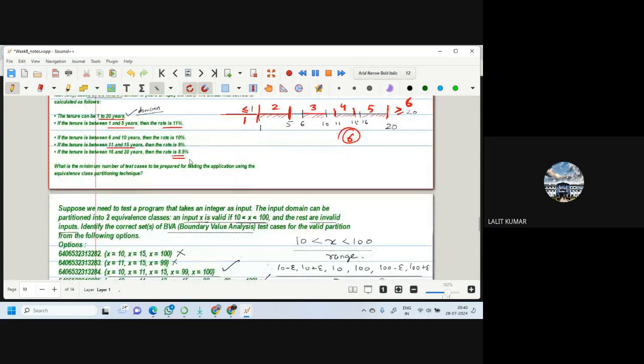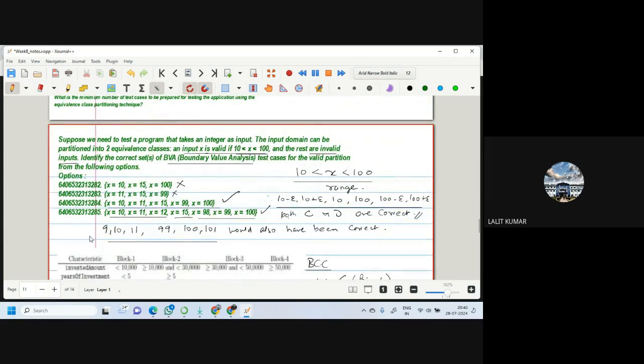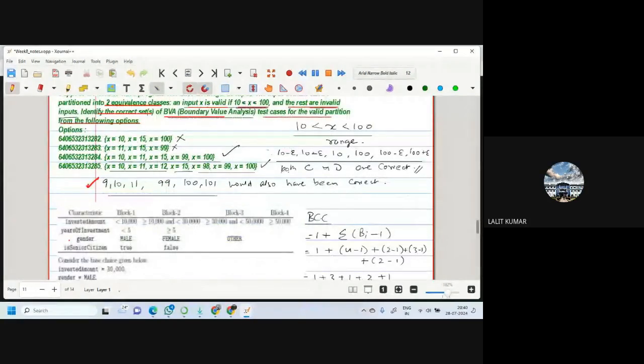Now, suppose we need to test a program that takes an integer as input. The input domain can be partitioned into two equivalence classes, and input x is valid if x is between 100 and 10, and the rest are invalid. Identify the correct set of BVA for the valid partition. So this is a range. We'll take plus epsilon and minus epsilon. So this is the correct one, and from here you select the values. Here both options are correct.